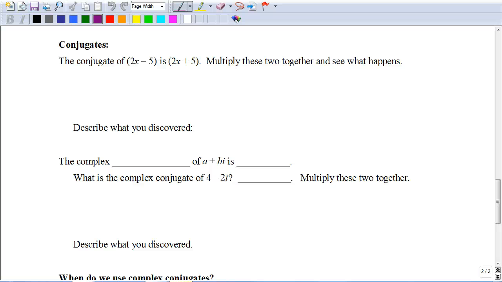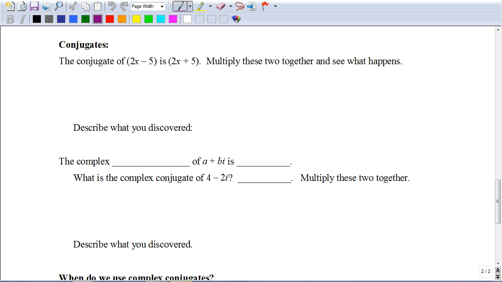Okay, so in the previous video we were introduced to this idea of complex numbers. Remember, those are numbers written in the form a plus bi. And we looked at how to add complex numbers and subtract complex numbers, and we multiplied complex numbers. Today we're going to learn about how to divide by a complex number. But before we do, we need to understand this concept of what a conjugate is.